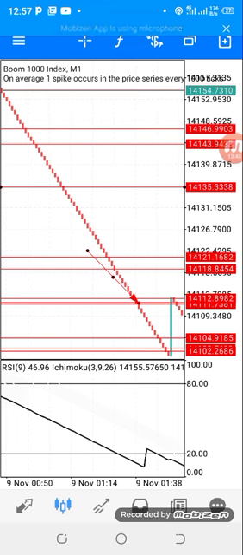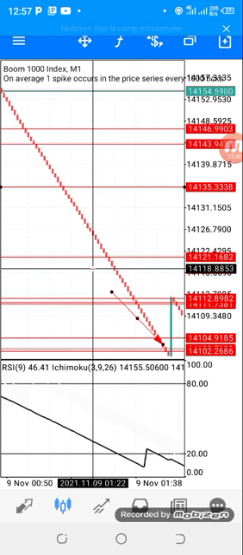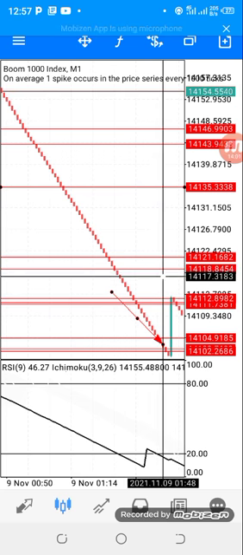Now let's count immediately after the touch. 1, 2, 3, 4, 5, 6, 7, 8, 9, 10. This is where you trigger your entry, your buy signal.